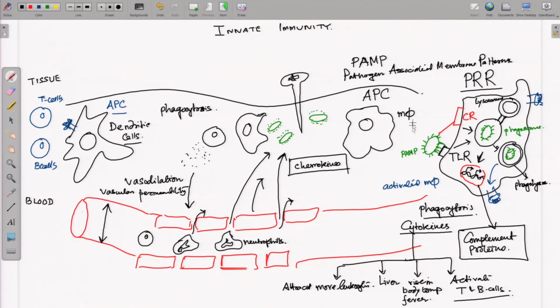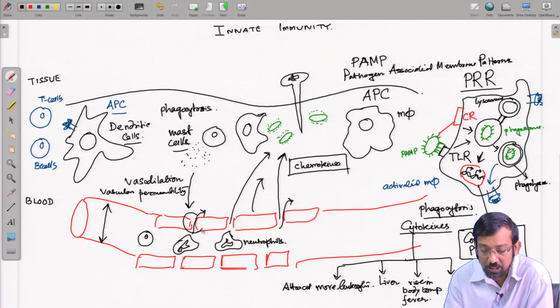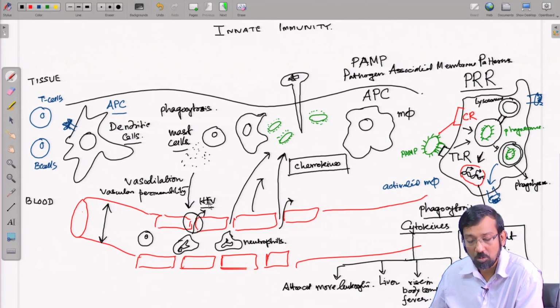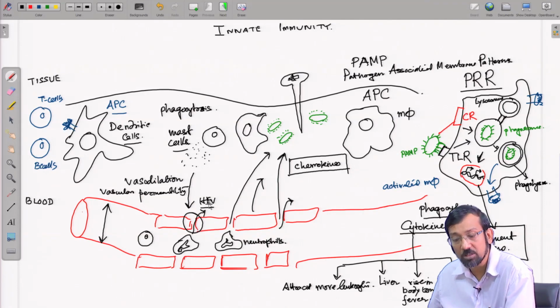And then there are the antigen presenting cells. We have the antigen presenting cells, the macrophages and the dendritic cells, and you have the mast cells also. Then immediately there is release of histamine, which leads to vasodilation and an increase in vascular permeability, leading to opening up of the high endothelial venules or the HEVs, thus facilitating more migration of the neutrophils and the other cells of the immune system to the site of action.